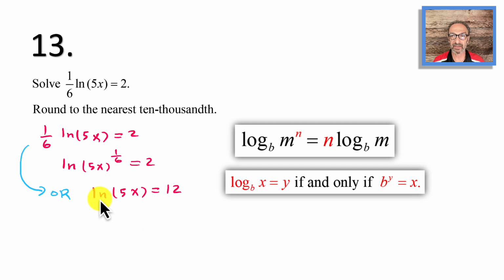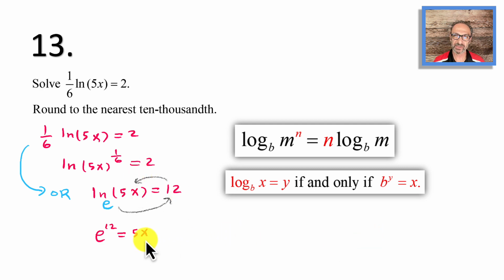Think about ln. Natural log is a log with base e. That's why we call it natural log, to distinguish between natural log and the common log. The common log is base 10. So this is base e. So here's e, and let's use this idea. We need to rewrite this in exponential form. B to the power y equals x. e to the power 12 equals 5x.